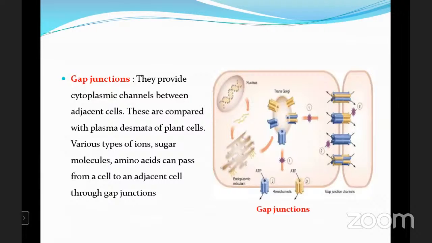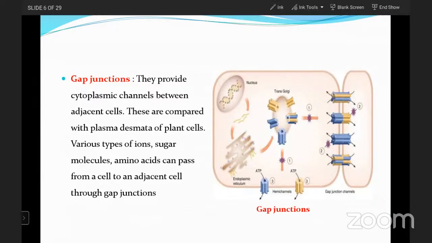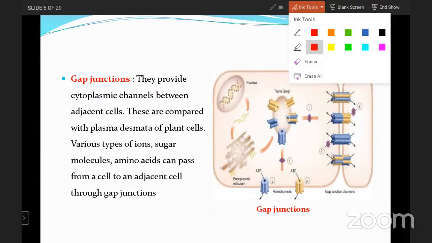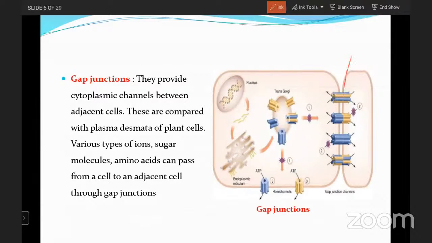Gap junction. The third type is the gap junction. Here they provide cytoplasmic channels. So in this picture, you are able to see clearly the cytoplasmic channels. This is the cytoplasmic channel, meaning the pathway from one cell to another cell is known as a channel.